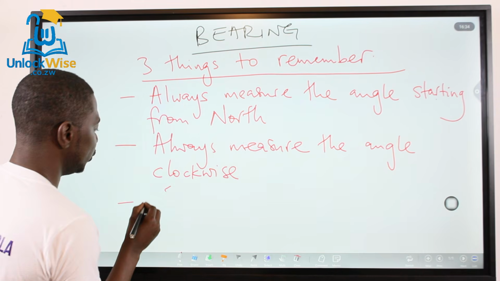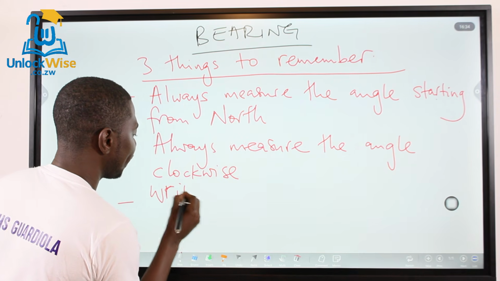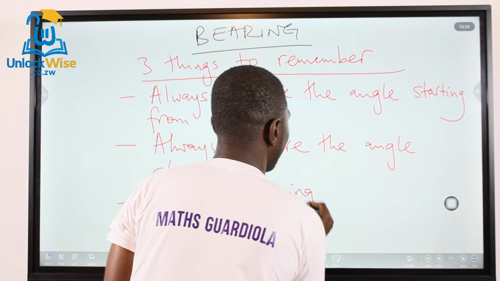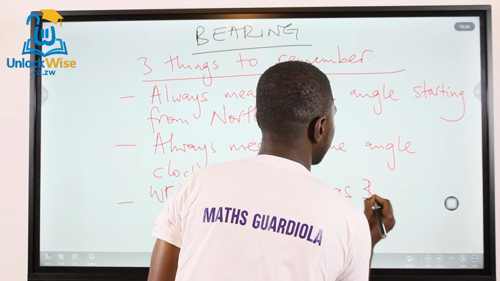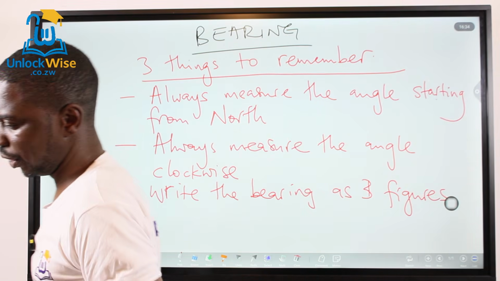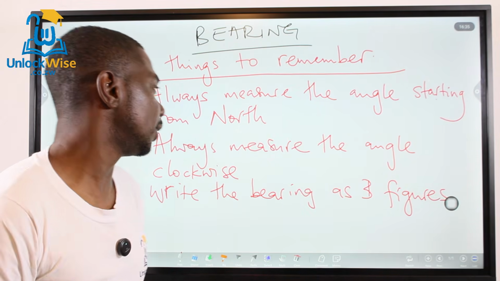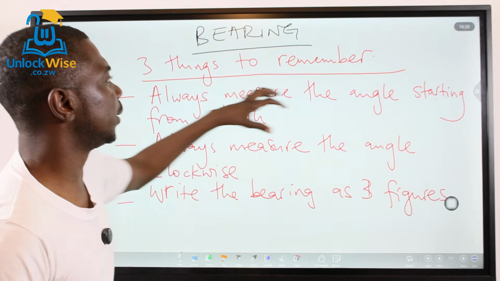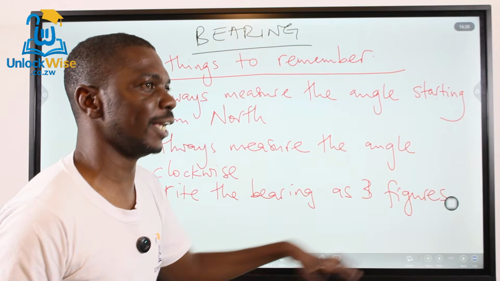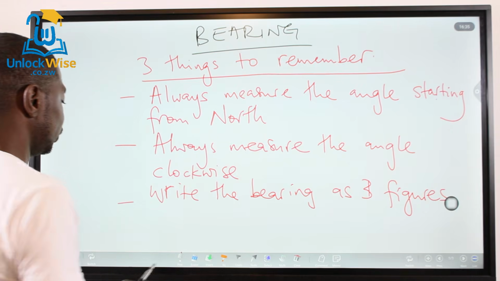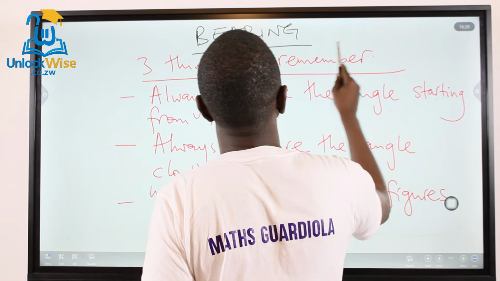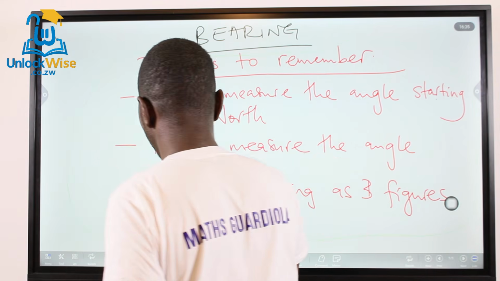And then you need to write the bearing as three figures. These are the three things you need to understand. We always measure the angle starting from north, always measure the angle clockwise, and write the bearing as three figures. All right. So I'm going to give you two, three examples and then leave a question for you to attempt.